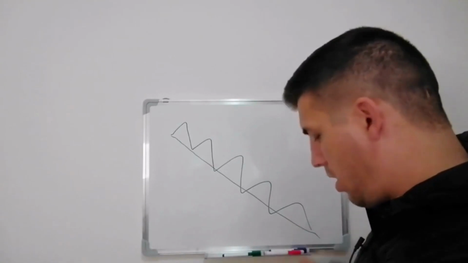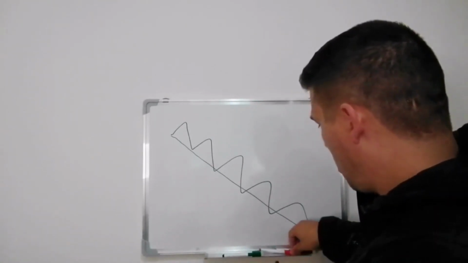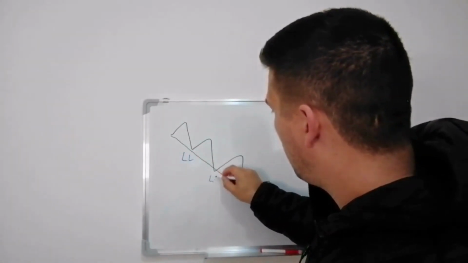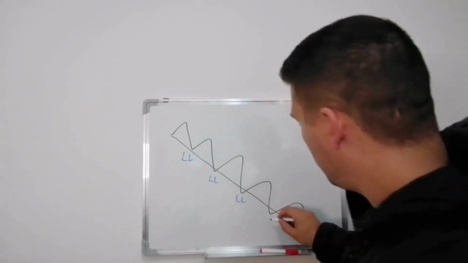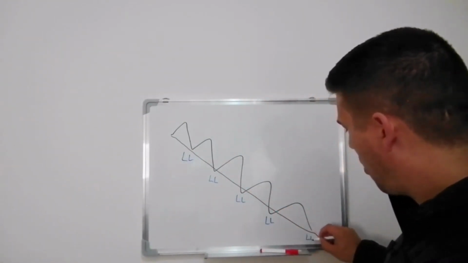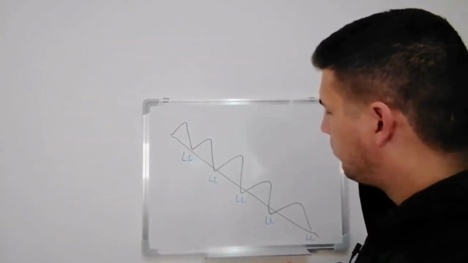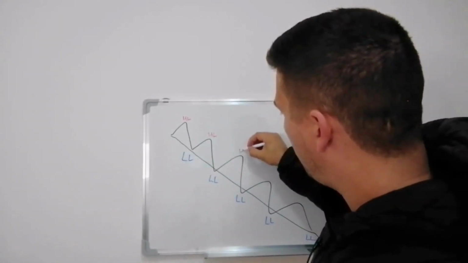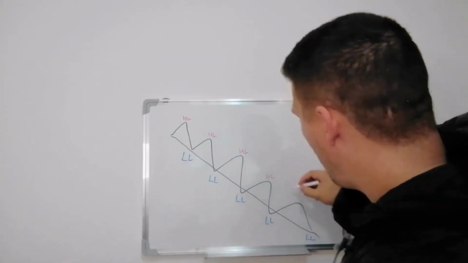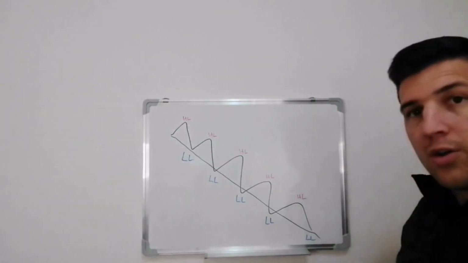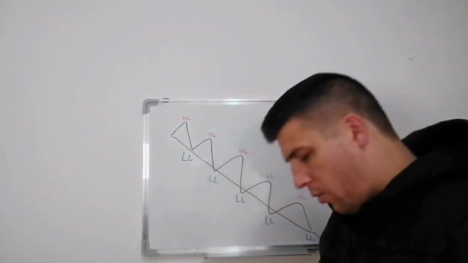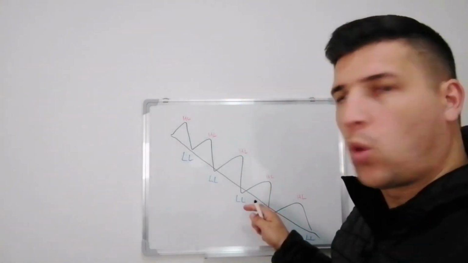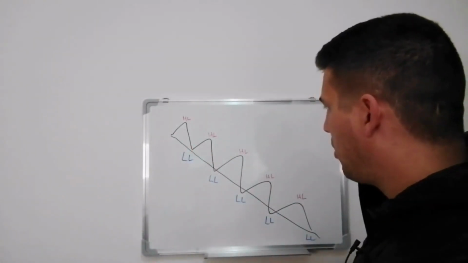So we're going to be drawing the lower low, lower low, lower low, lower low, and lower low. All right? Higher low, higher low, higher low, higher low, and a higher low. All right? We're going to be looking for opportunity to sell. We're going to be looking for a short position on the downward trend, right?